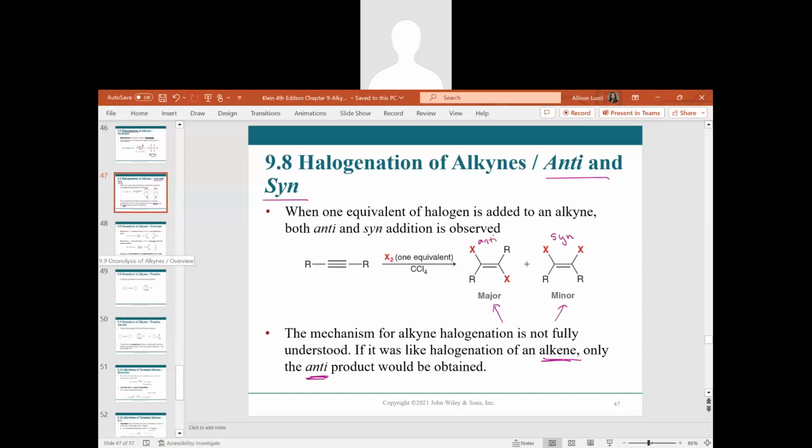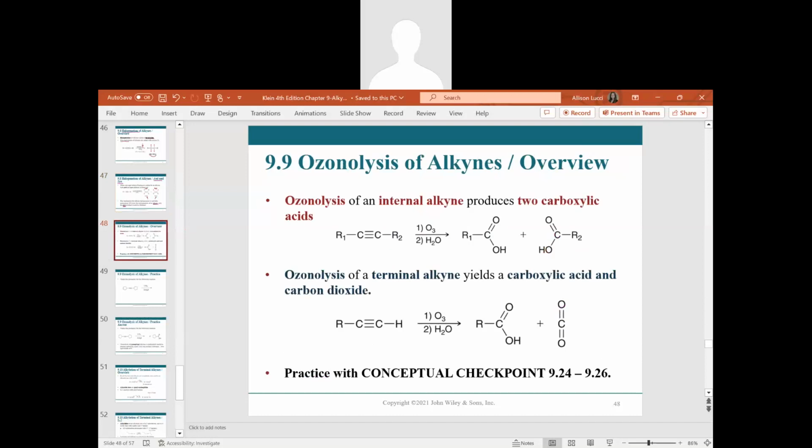One equivalent will only give you that one addition, versus two, excess, will give you addition twice. So now we see section 9.9, where we'll focus on ozonolysis reactions. And we should note here that there's going to be a difference with an internal alkyne. So we see cleavage here of this bond using ozone.